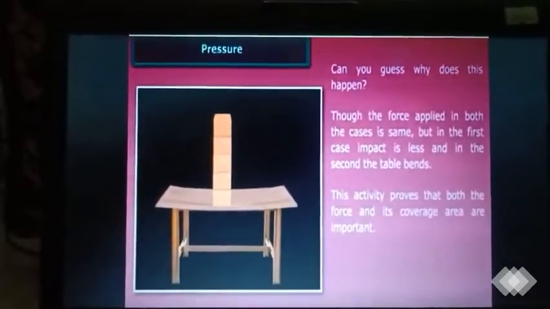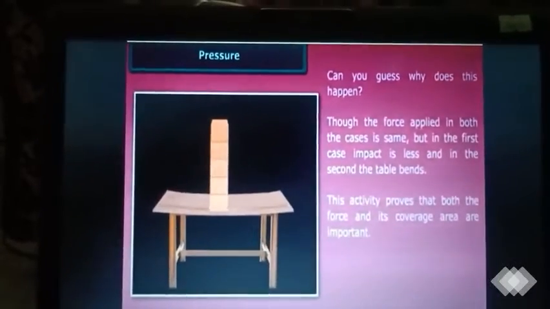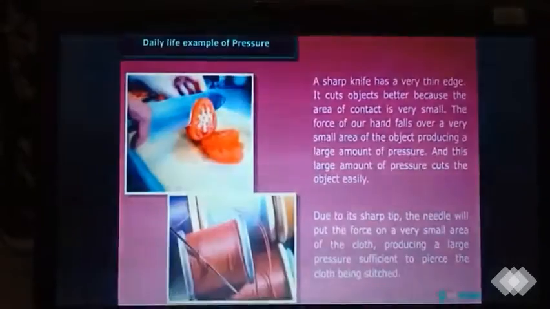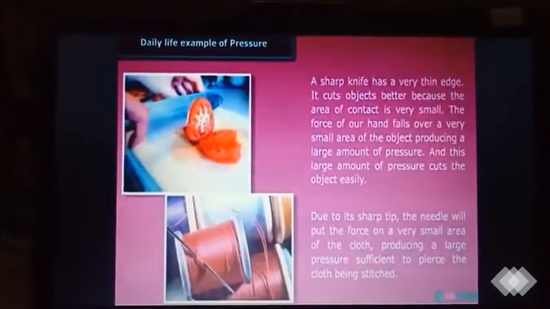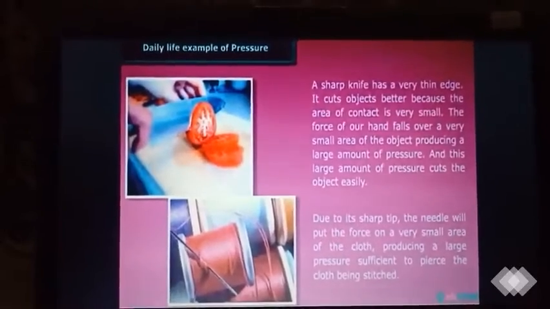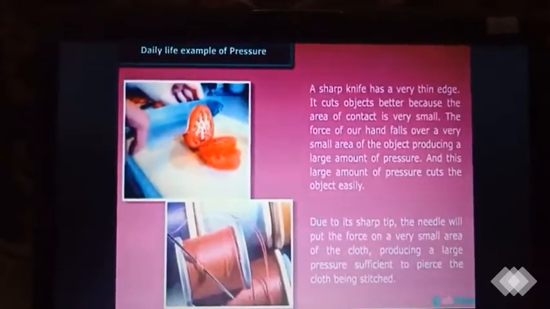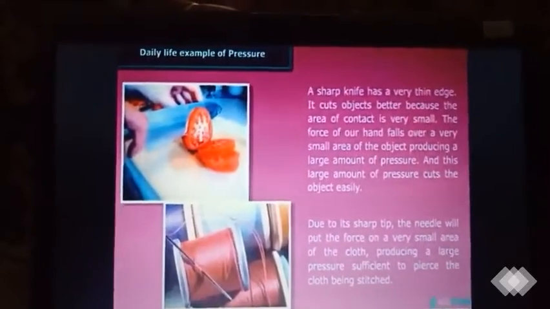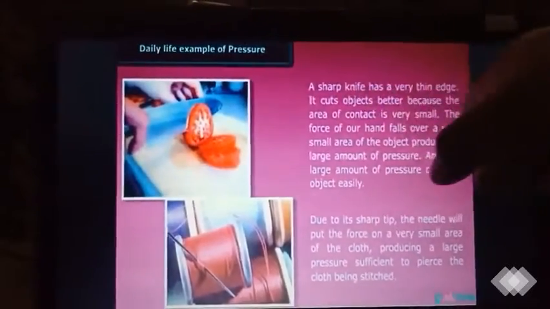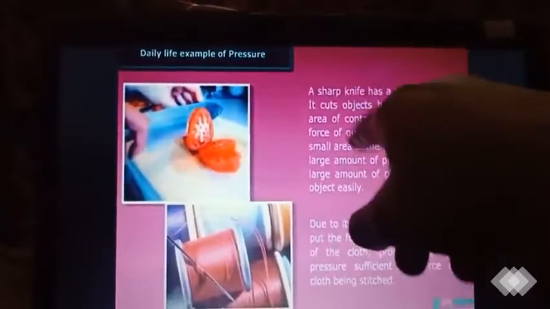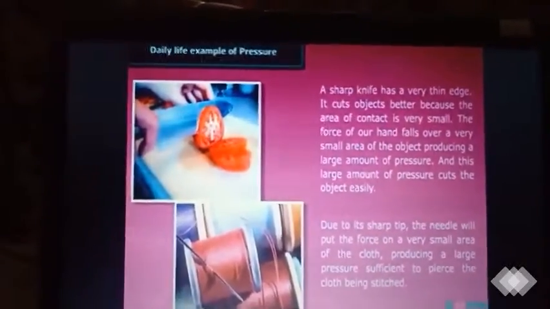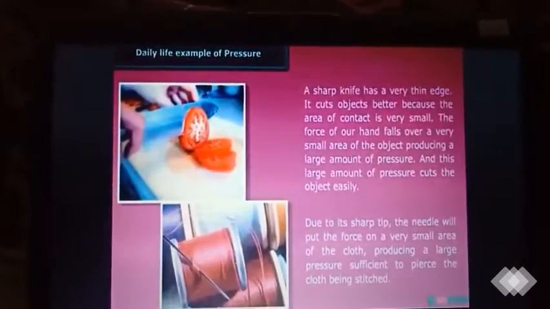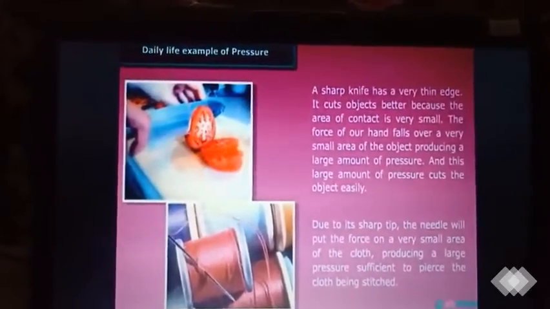So when you increase the area, the pressure is less. When you decrease the area, the pressure is more. Clear? These are some of the daily life examples. You know very well, if you take a knife with a sharp edge, a very thin edge, what will happen? It is easy to cut a vegetable or anything. But if it is a blunt one, what will happen? You have to apply more force to cut the item.